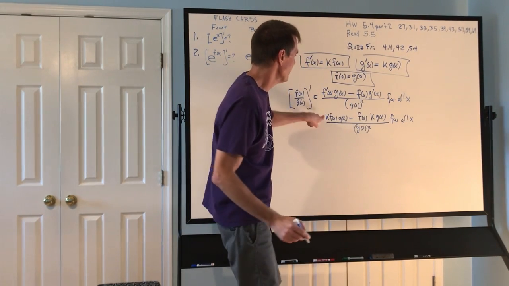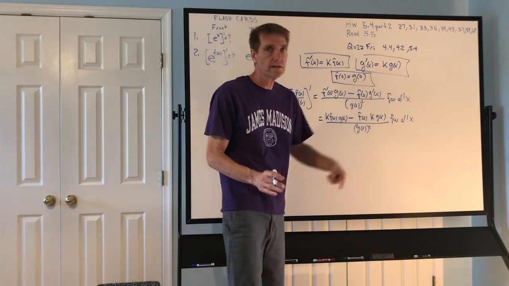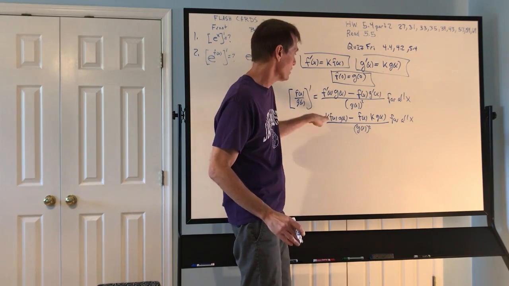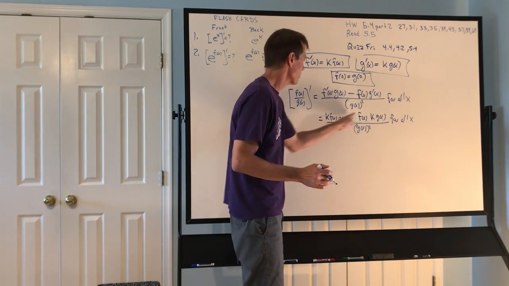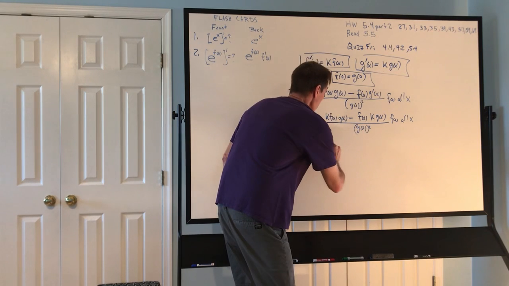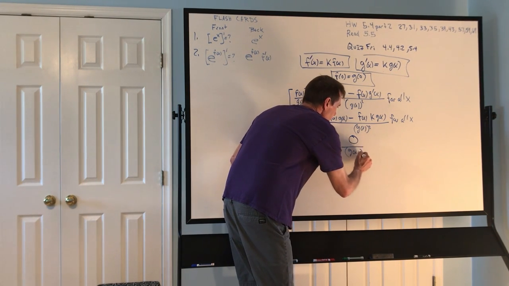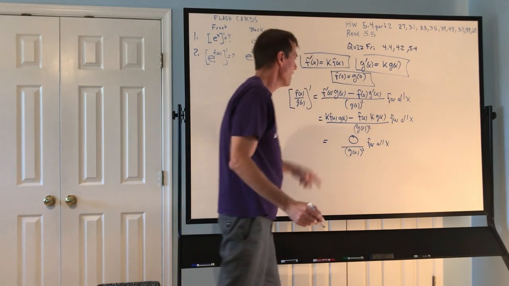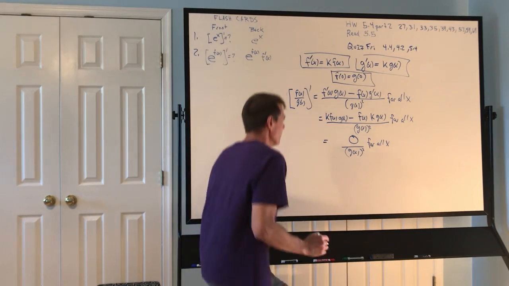But if you look here, we've got a k f of x g of x. We've got an f of x k g of x. Commutative property lets me move this k where I want. You can just look, these three products are the same. So these guys are going to cancel each other out. And we're going to get that this is equal to 0 over g of x squared.